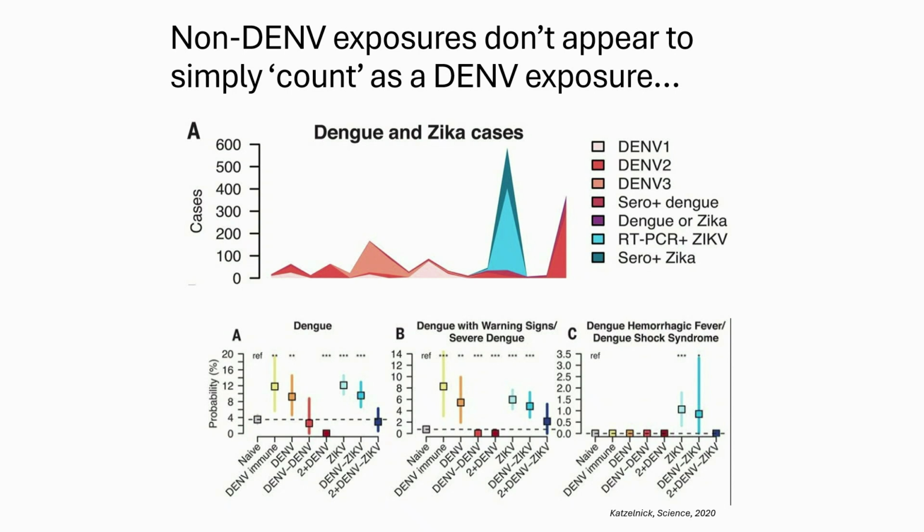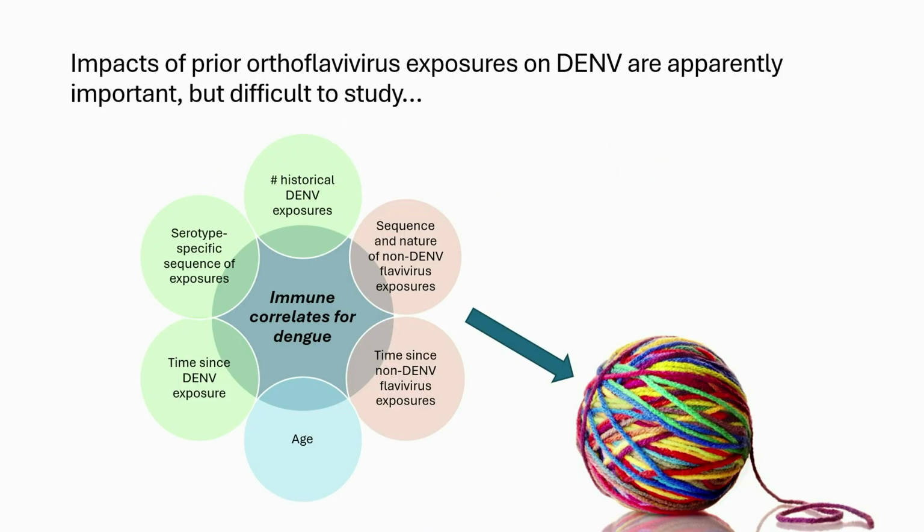So this suggests that this is more complex, fortunately, unfortunately, and that these interactions may vary depending on if your first infection was Zika or if it was dengue and where these things fall in the timing and the sequence.